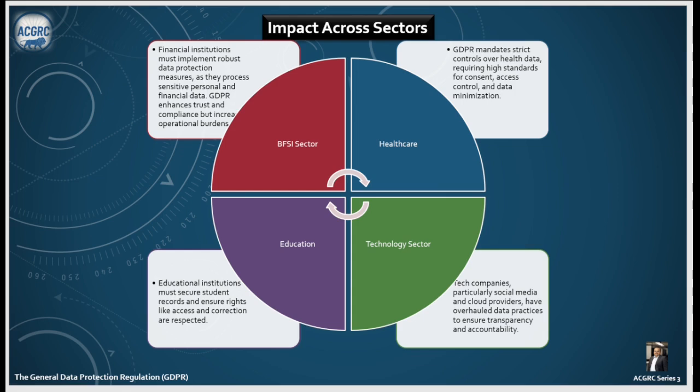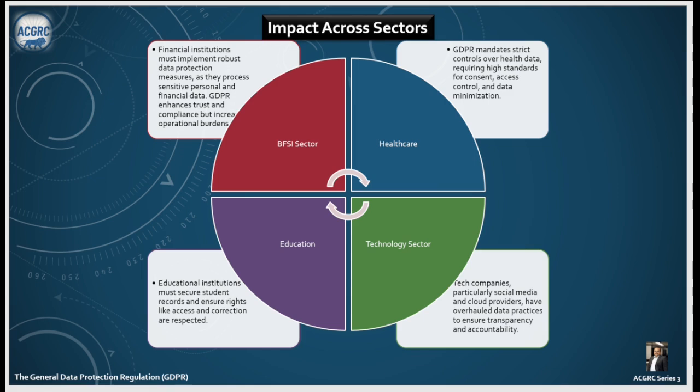The next sector is health sector. GDPR mandates strict controls over health data, requiring high standards for consent, access control, and data minimization. In simple terms, the healthcare sector handles very sensitive personal data like medical records, health history, test results, treatments, and insurance information. Because this kind of data is highly private, GDPR has a strong impact on how hospitals, clinics, labs, health insurance companies, and healthcare apps handle personal data.